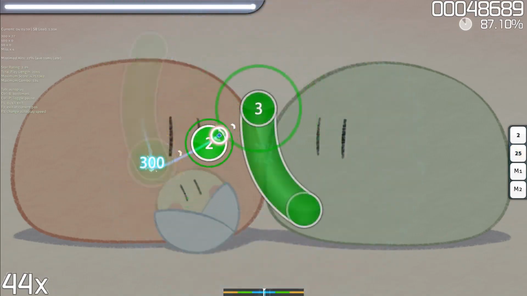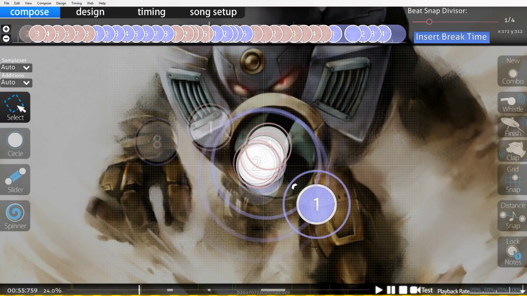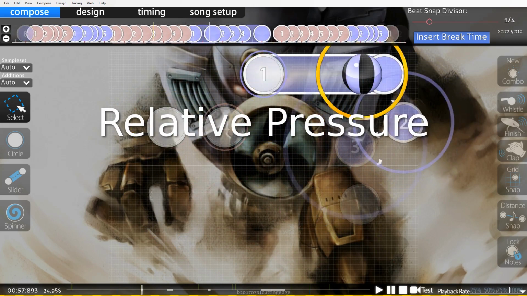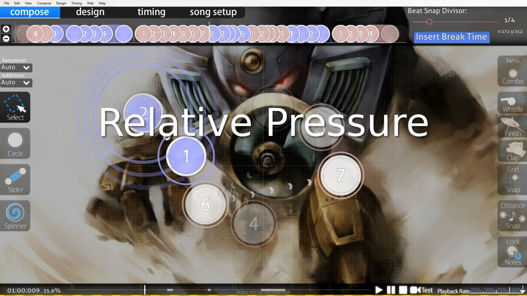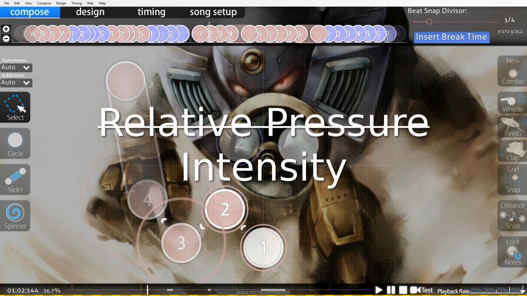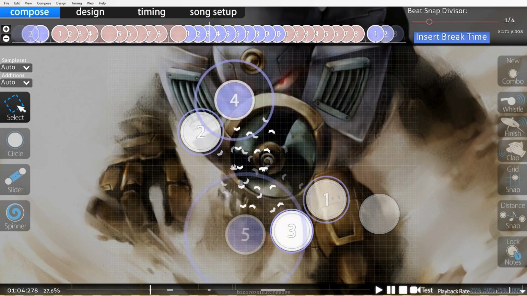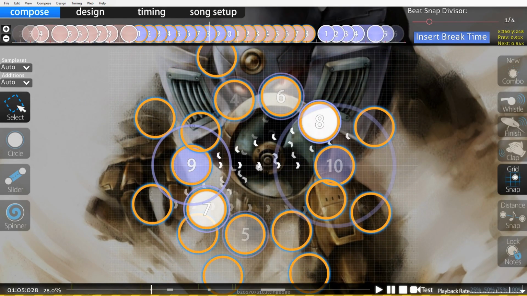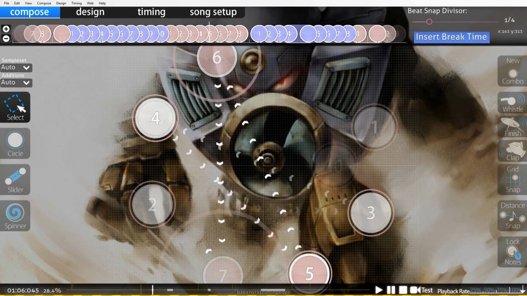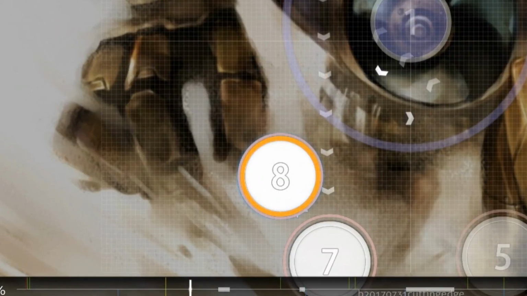Another less obvious thing that affects strain is something called relative pressure. Pressure is another pretentious word that I'll cover at another time, but for now, you can think of it as intensity. Imagine a high intensity pattern, something like this, with high spacing jumps everywhere. Then all of a sudden I place this note at the end of it. This note on its own has low spacing, uses sharp angles, and therefore would have low strain on the player.